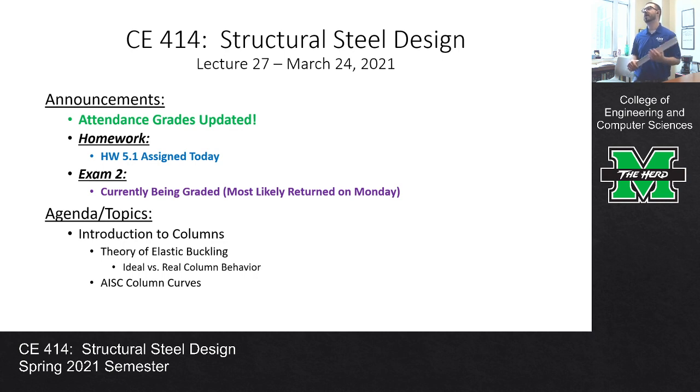Columns and beams, unlike everything we've been talking about so far, experience compression. And things in compression like to buckle. So buckling is going to be the name of the game for a little while. The process and the design is going to be a little different. We're going to rely a lot more heavily on design aids, because the math is not as straightforward as it is with something like a tension member. And so we have to set the stage.